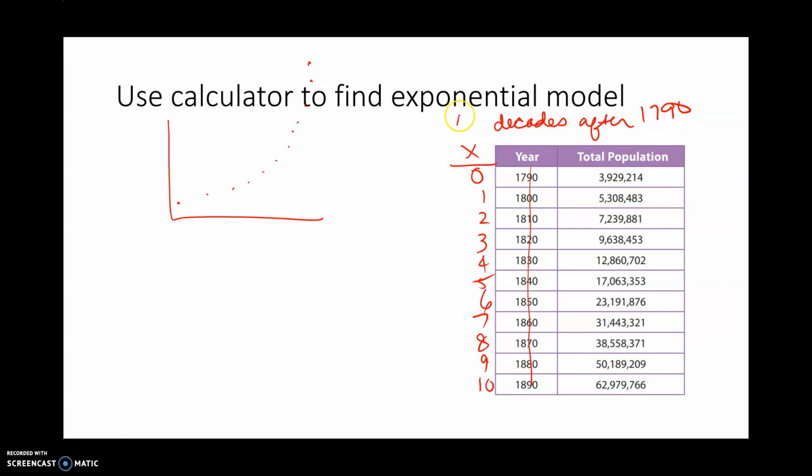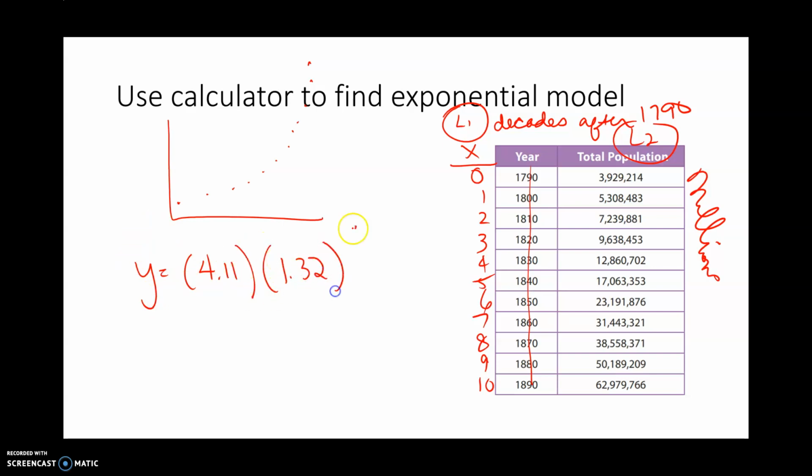As long as this is L1 and this is L2, I'm going to come up with, and I'm going to have this in millions, right? I'm not putting that big number. I get something that looks like this. Y equals 4.11, 1.32 to the x. That looks pretty close to what we had on the other page.